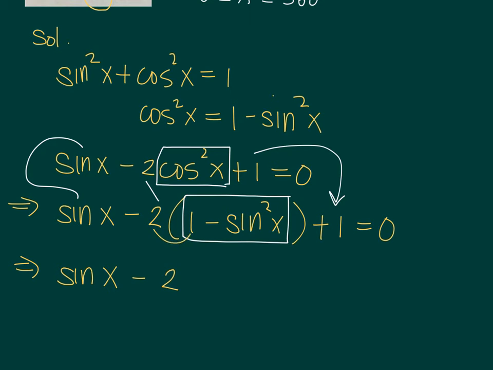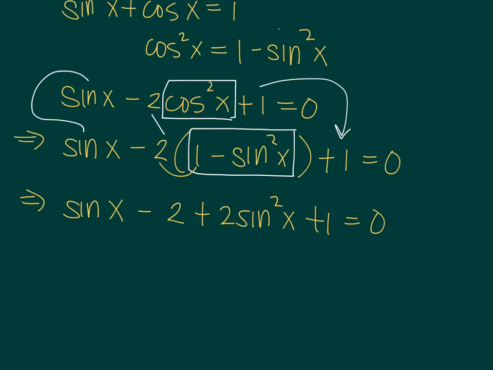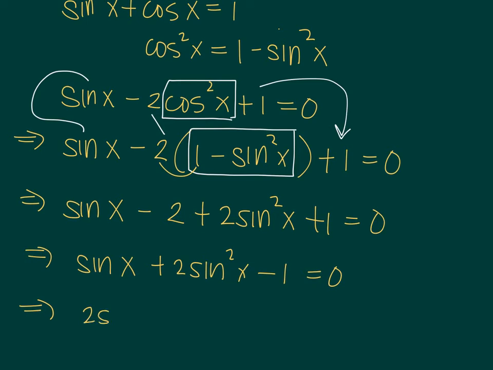To continue, we use algebra to simplify this. This is sine x minus 2 plus 2 sine squared x plus 1 equals 0. Then again, continue simplifying. So this means sine x plus 2 sine squared x minus 1, combining minus 2 plus 1, equals 0. From here, try to arrange it in such a way that the sine has a decreasing degree. So 2 sine squared x plus sine x minus 1 equals 0.